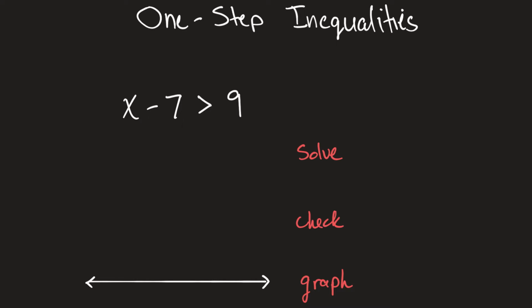We're going to hit a few of these and we're going to solve them, we're going to check the solution, and we're going to graph them. So the first one I have is x minus 7 is greater than 9. You solve it just like an equation, but there are some differences.